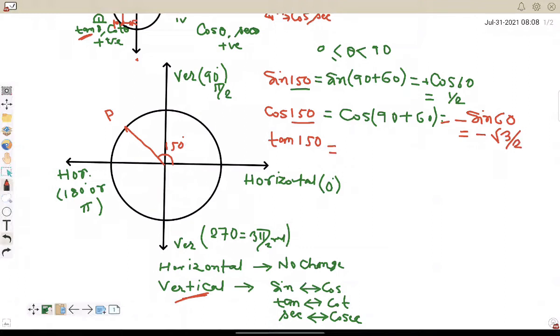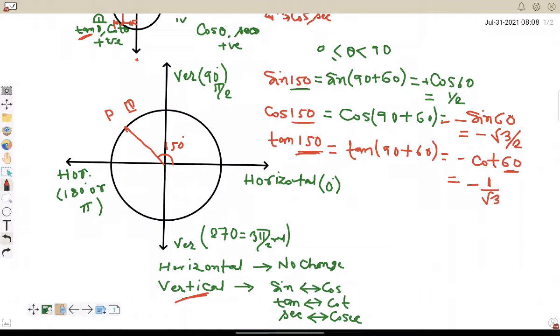Next, tan 150. So we can write tan of 90 plus 60 directly, and 90 plus theta, again vertical line, so tan will change to cot, so write first cot 60. Second, we need to check the sign also. So tan 90 plus theta, tan 150. This one is in the second quadrant, and in the second quadrant you can check tan is negative, so we need to write negative here. Don't check the sign of this 60, we need to check the sign of the complete 150. So minus, and cot 60 is equal to 1 upon root 3. So in this way we can find some trigonometric ratios.